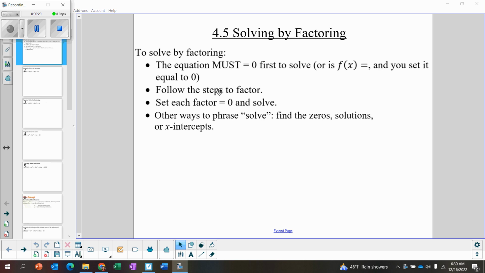That's taking out a GCF, or factoring by grouping, or using one of the special patterns, or solving given one of the factors already. Set each factor equal to 0 and solve. Other ways they might phrase this would be find the zeros, find the solutions, or find the x-intercepts.